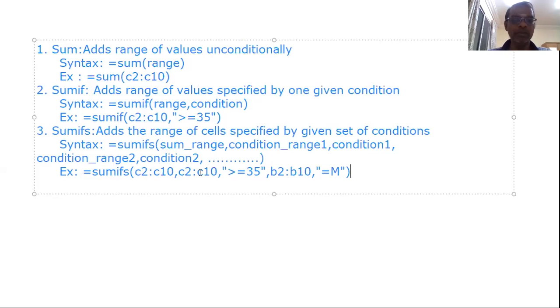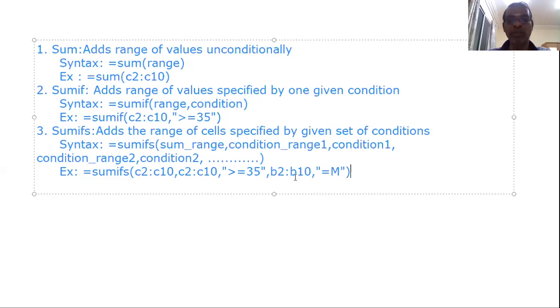First, in C2 to C10, the marks that are greater than or equal to 35 will be checked. Out of these, B2 to B10 should be M. If both conditions are satisfied, the marks which satisfy both conditions, that should be greater than or equal to 35.